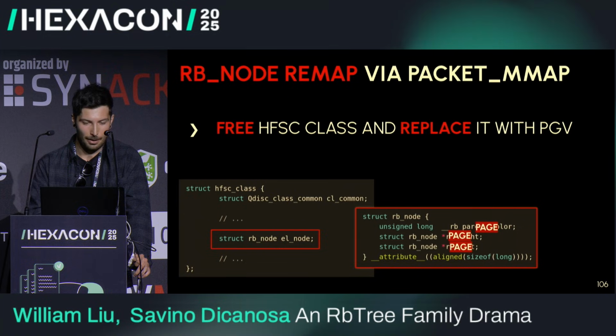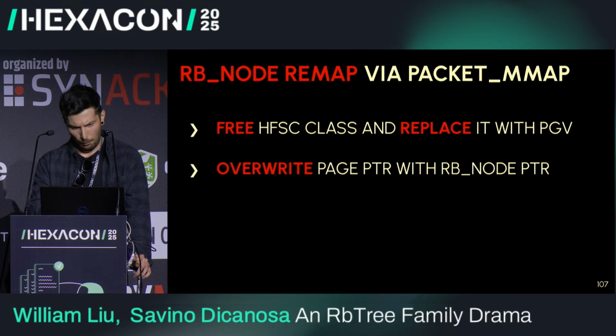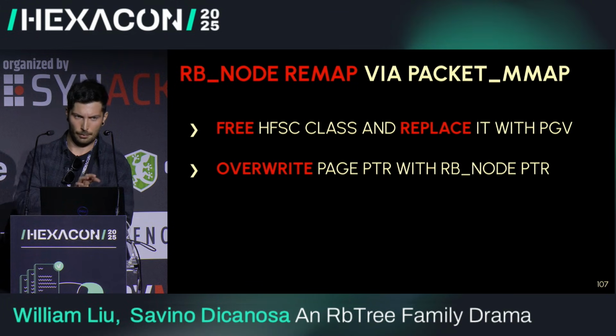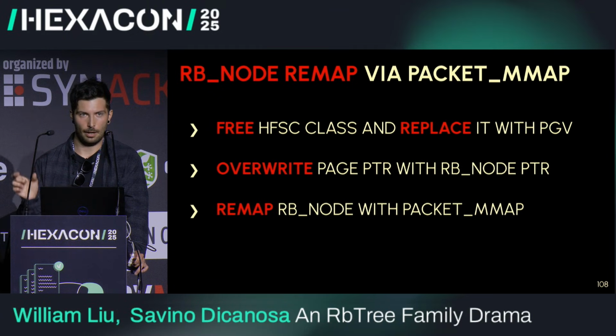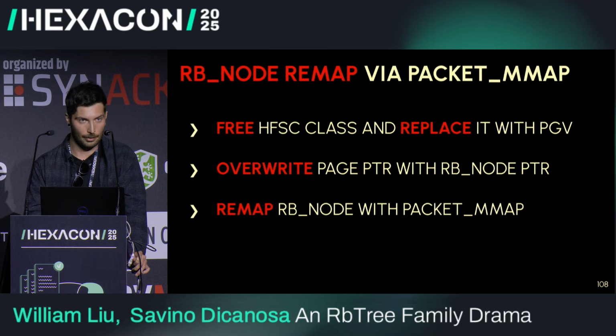So first, we insert the class twice into the eligible tree, then we free the class, and we replace it with a page vector. I won't show this transformation here, but I try to trigger a tree transformation to overwrite one of the pointers in the page vector with an RB node pointer. So my idea was: OK, now I can just call packet_mmap and remap the node to user space and get arbitrary read and write in the kernel heap.